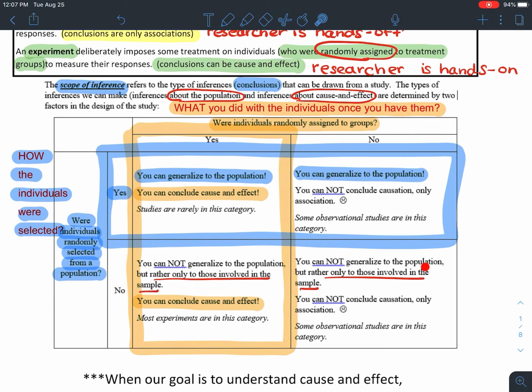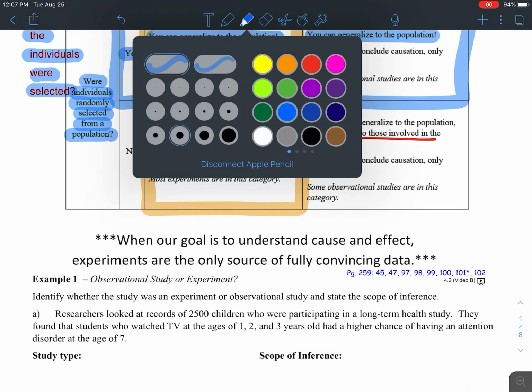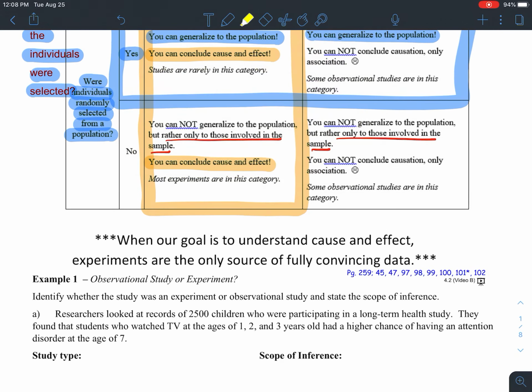If you did not gather people randomly and you are not randomly assigning treatments, this is not a great box to be in at all. You can't really conclude causation. You can't really generalize your results to the population. There are some observational studies that do fall in this category. Even the example I gave earlier, where you might just pull medical files from people and analyze that data, can at least tell you some information about that group of people.